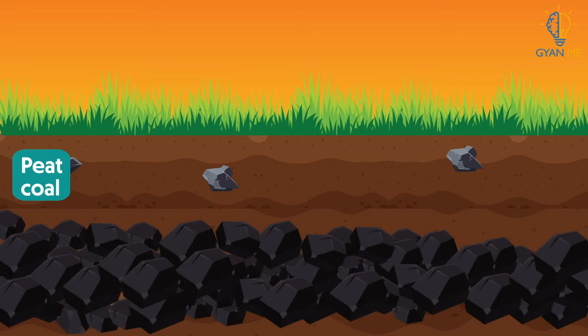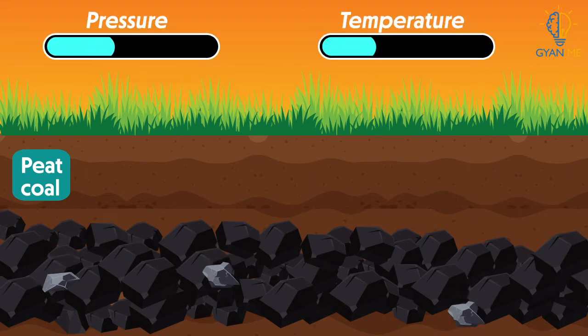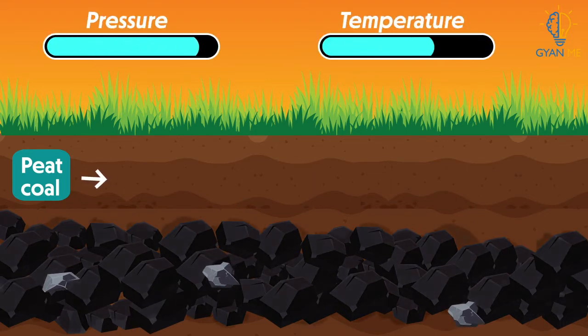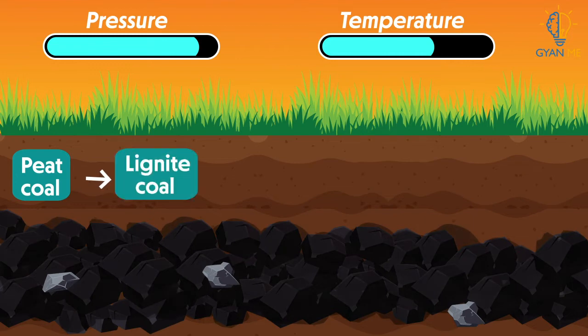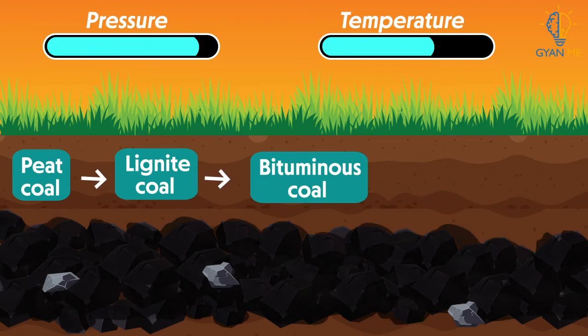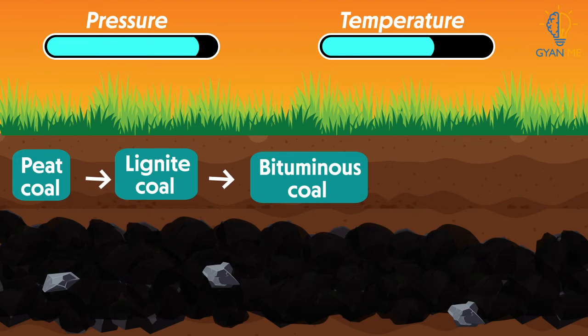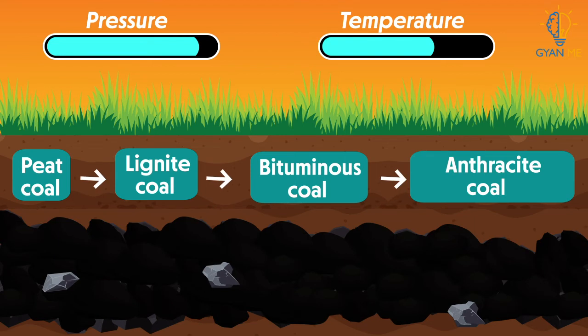With the passage of time, the layers of sediments get deposited over the peat coal. Later on, high pressure and temperature turn the peat coal into a dark brown coal called lignite. Sediments keep accumulating over the lignite and the pressure keeps increasing. This changes the lignite coal into bituminous coal. This bituminous coal is soft coal. In due course of time, high temperature and pressure turn bituminous into black anthracite coal.